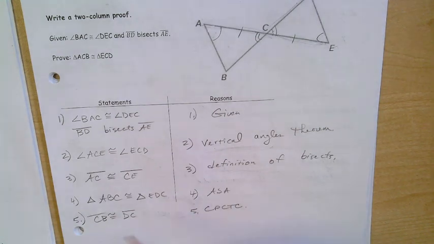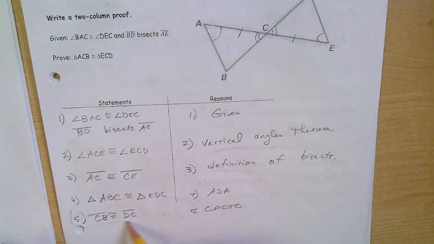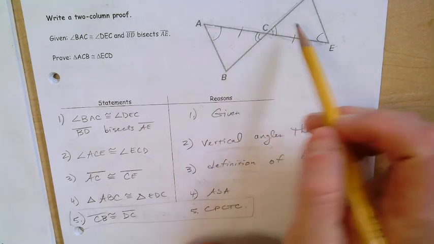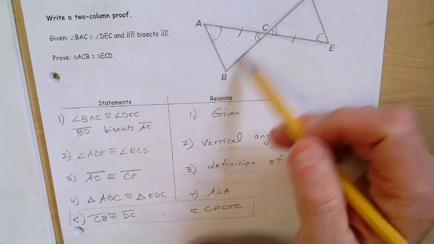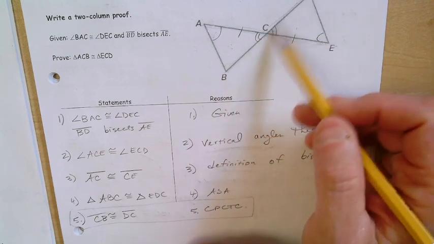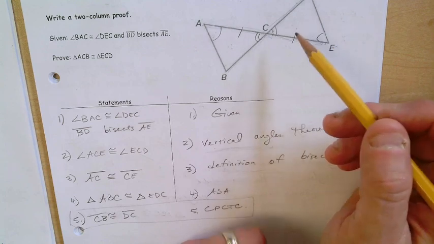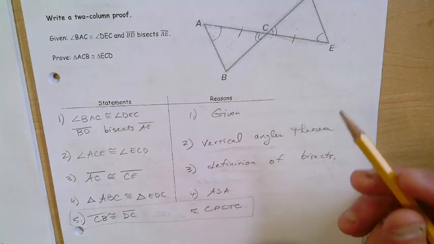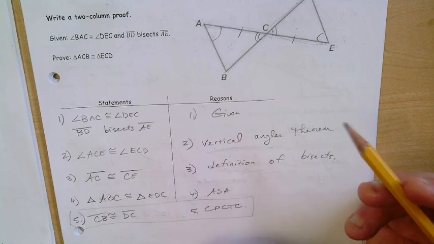Now, I did include this last step here, and again, this does not have to be included. This is just something I put in so that we can continue to review what CPCTC stands for. If these two triangles up here are congruent, then this segment here and this segment here have to be congruent because they correspond to each other. So that's why I put down CPCTC, okay?